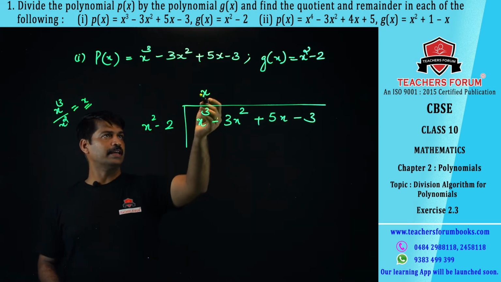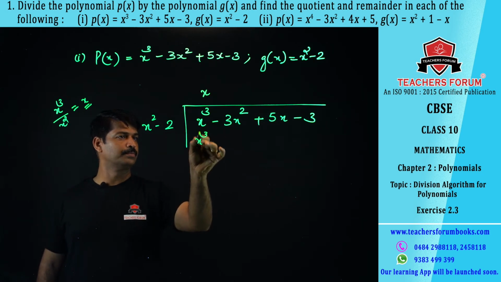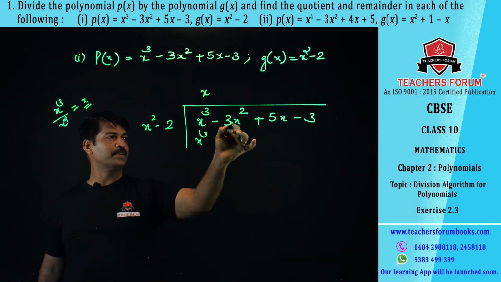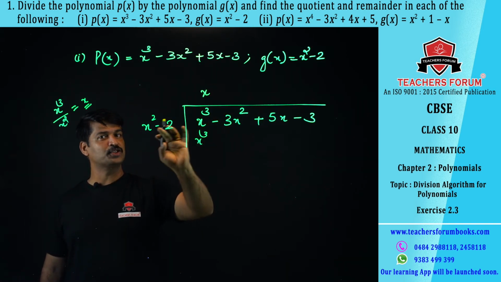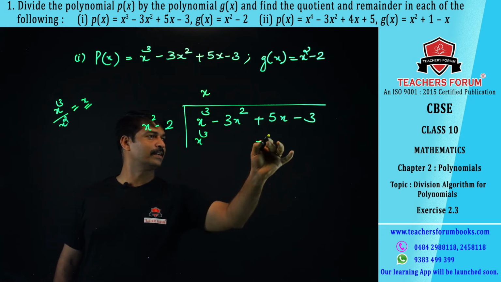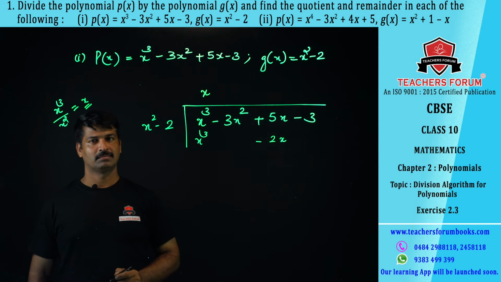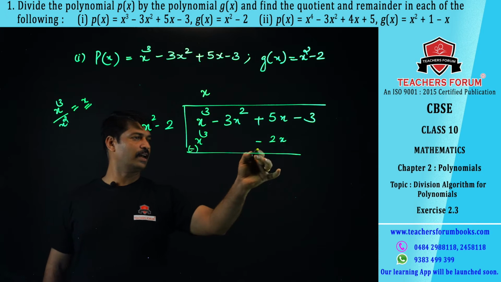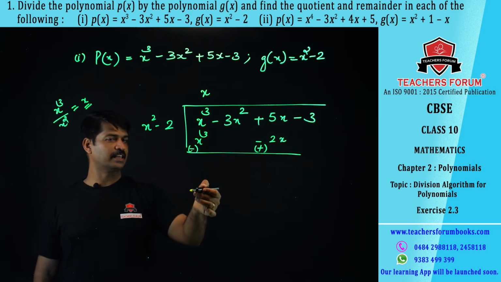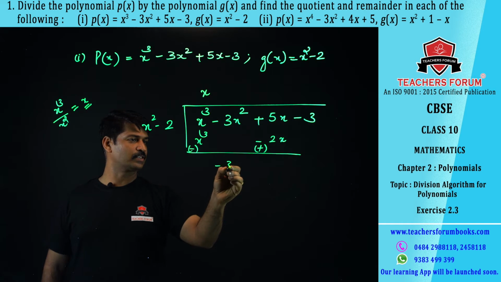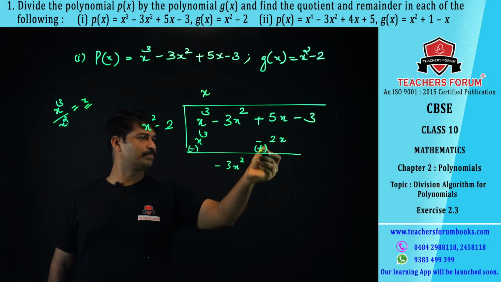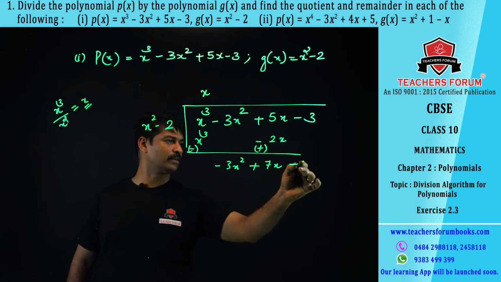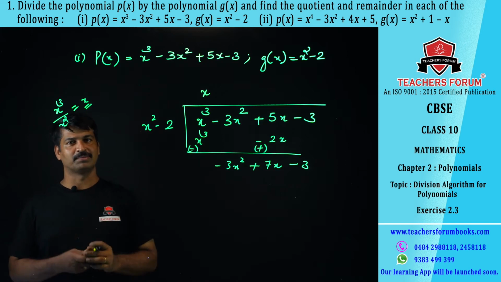So here x into x square is x cube, x into minus 2 is minus 2x. That should not be written here. x into minus 2 is minus 2x, and that should be written just under the x term. Now just subtract. You can change the symbol and add. So here it becomes 0, minus 3x square, plus 5x plus 2x, that is plus 7x. Now if you want, you can bring minus 3 down. Now what's the next step?